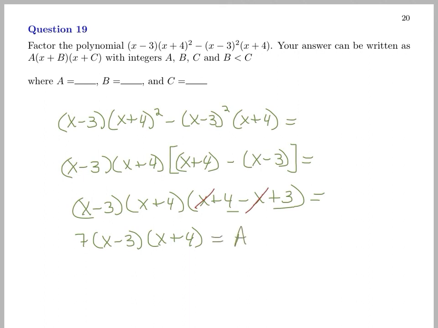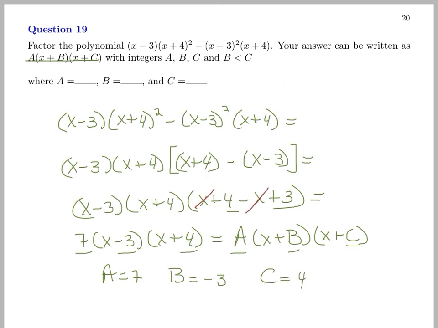which has the form that we are looking for, a times x plus b times x plus c, right? Where a now has to be 7, b would have to be minus 3, and c would be 4. And we just need to make sure that b is less than c, which it is. So a is 7, b is minus 3, and c is 4.